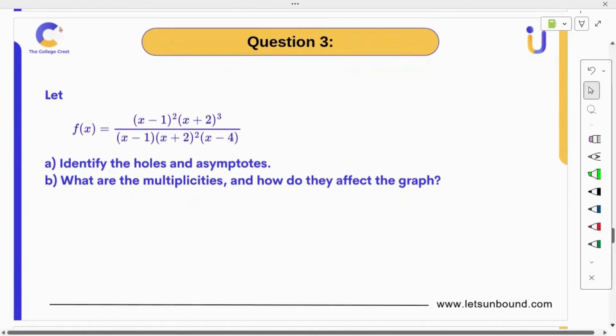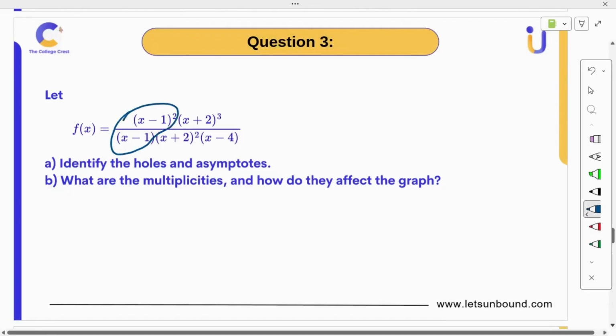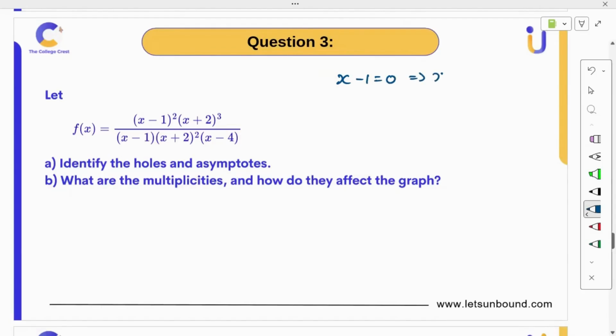It will be good practice. Identify the holes and asymptotes again. So I might get more than one hole. This has the same factors. So x minus 1 equals 0 will give you x is equal to 1. That is a hole. Okay. What kind of hole? Is it a zero hole, an asymptote hole, or a pure hole? Numerator wins. So it's a zero hole. Then you can write the coordinates (1, 0). Simple. So it's a hole plus 0.